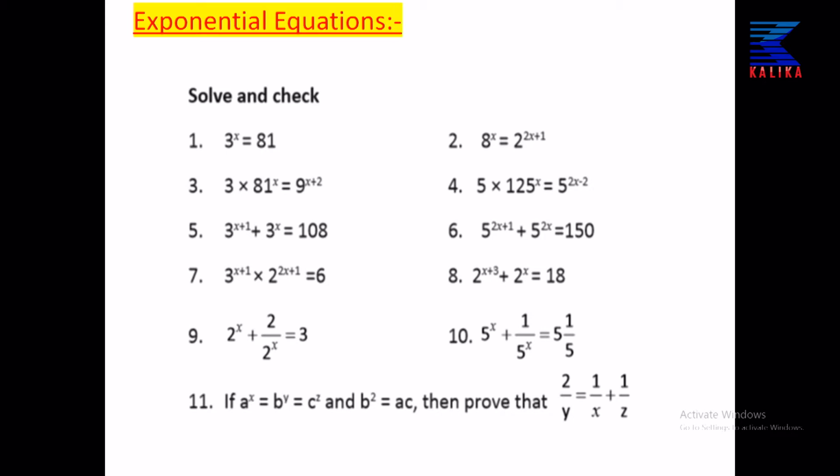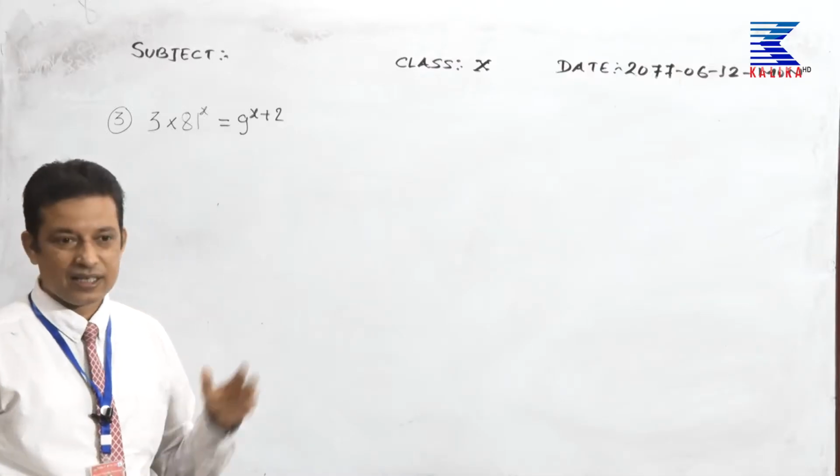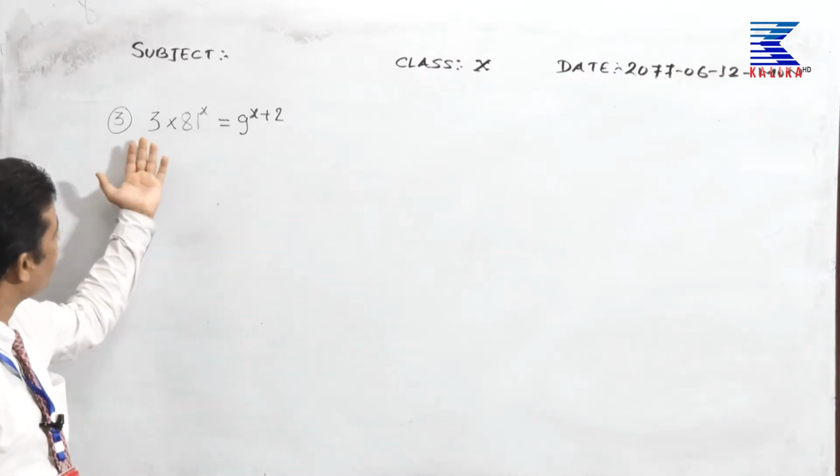So, let me take the third number at first. I hope you can do the first and second easily. I am going to start from the third number. 3 times 81 to the power x is equal to 9 to the power x plus 2. So, dear student, let us see here in the board. I have just copied the question.